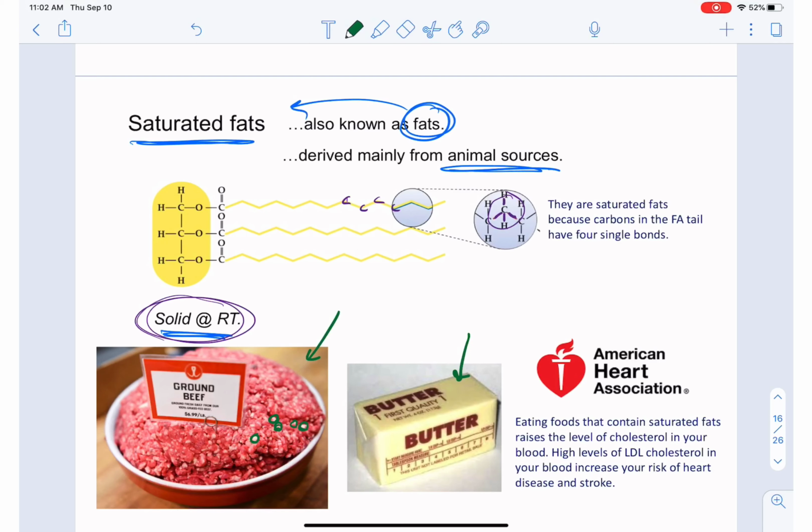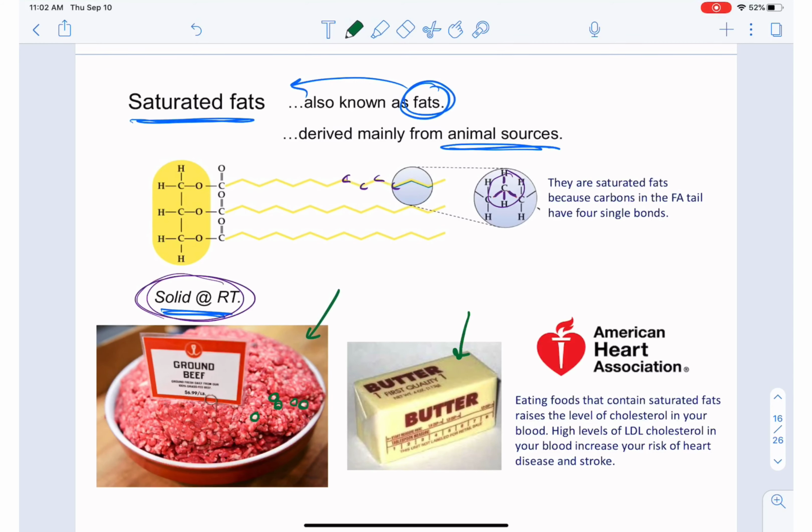Butter is a saturated fat. And from a dietary perspective, it's recommended to limit the amount of saturated fats in your diet, just because they do raise the level of cholesterol in your blood, and that puts you at risk for heart disease and stroke, for cardiovascular disease.